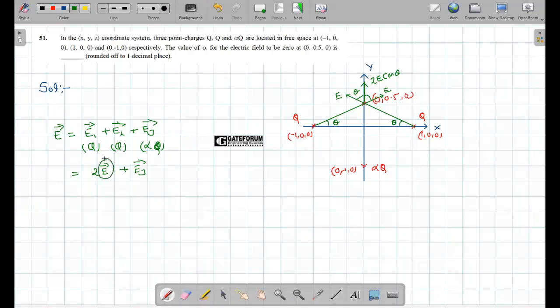So what is E1? We can calculate it now. E is 1 upon 4 pi epsilon naught Q divided by the distance squared. This one is 1, this one is 0.5, so the distance squared becomes 1 plus 0.5 squared, that is 1.25, right? And this is E here, and E cos theta is going to be 1 upon 4 pi epsilon naught Q upon 1.25 cos theta.